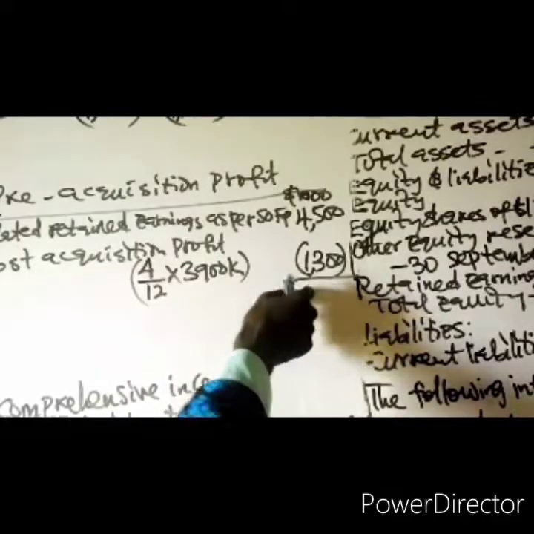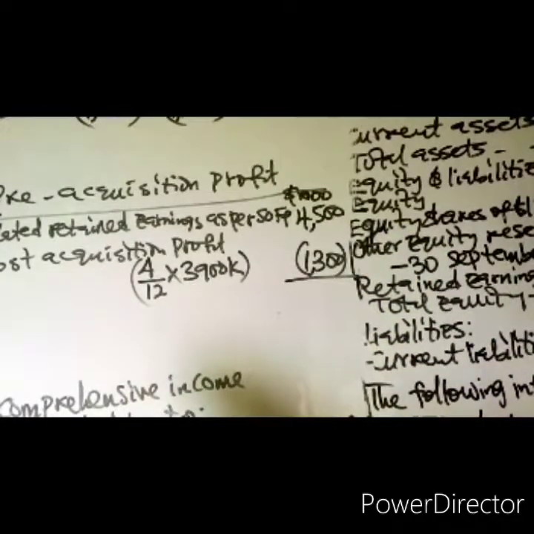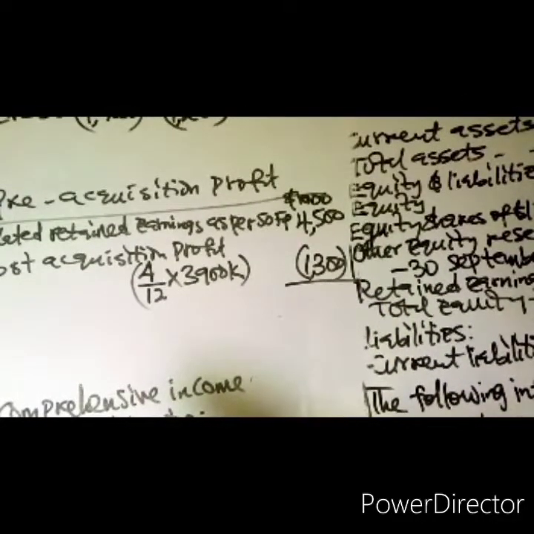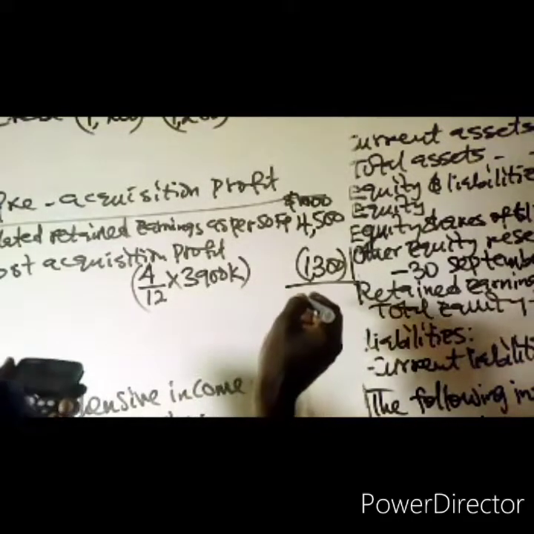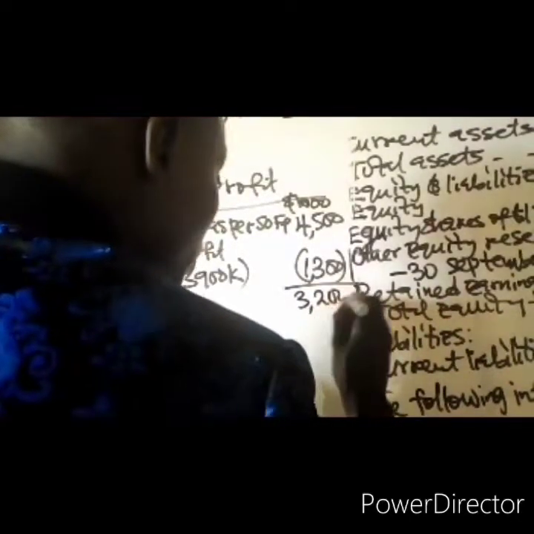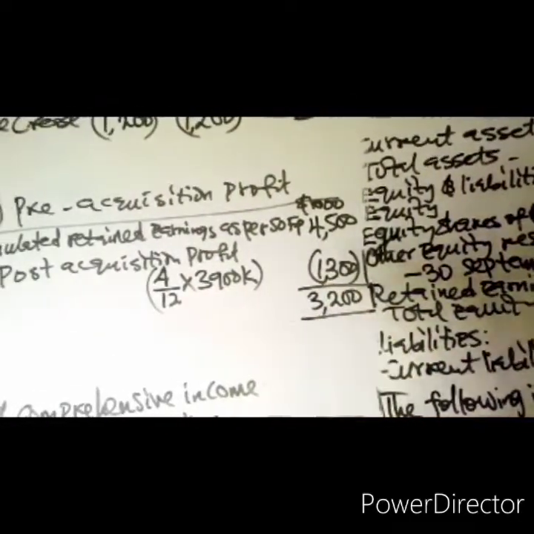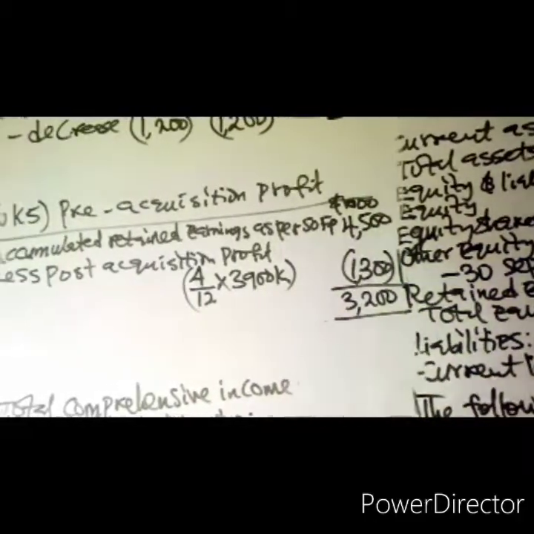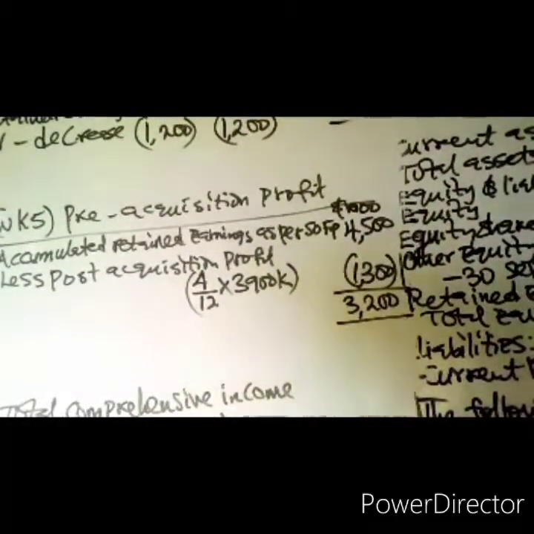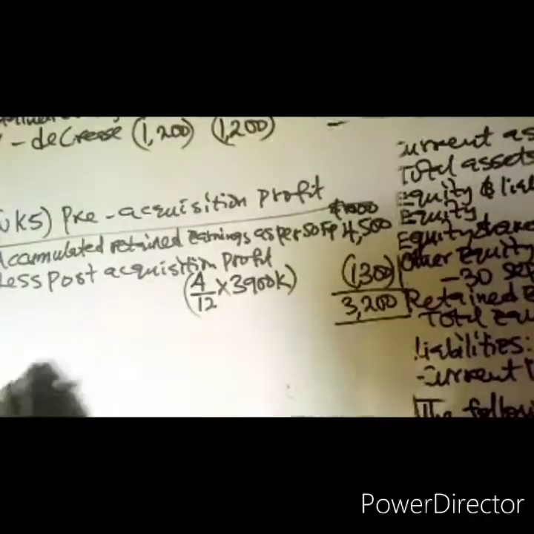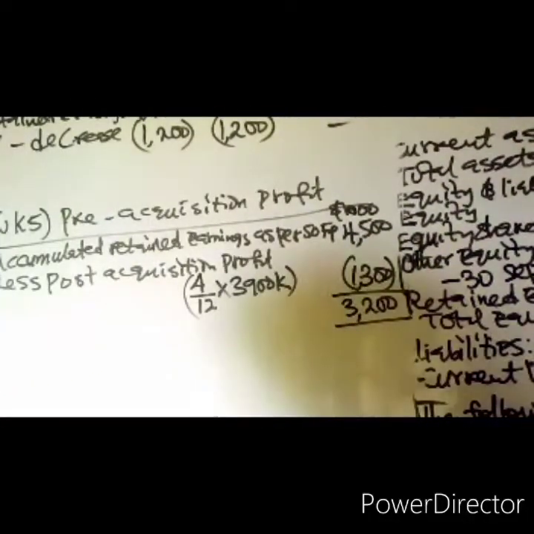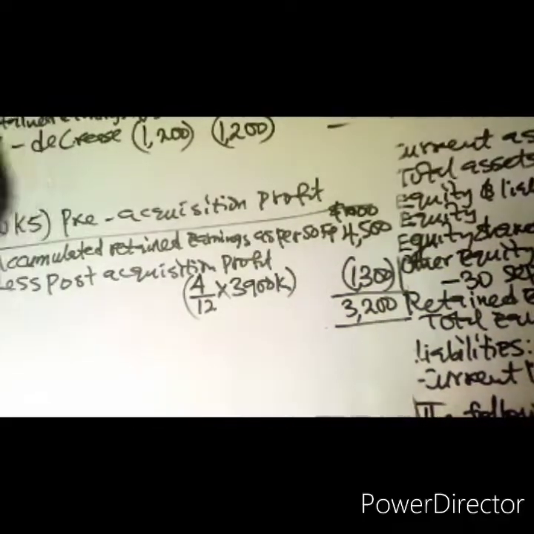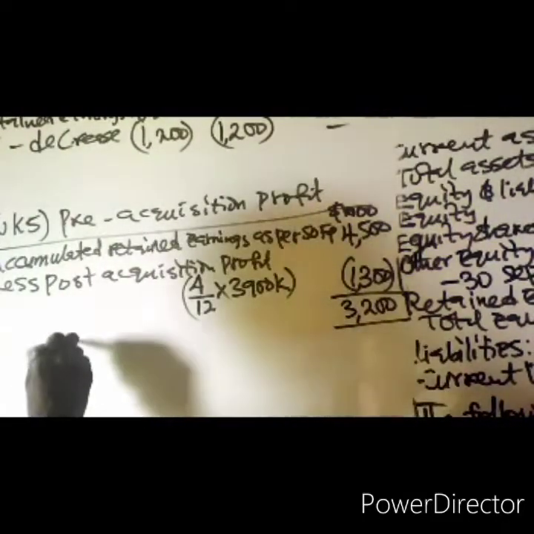If you subtract the post-acquisition profit of 1,300 from the accumulated profit of the subsidiary as per the statement of financial position, then you have 3,200. This 3,200 is the pre-acquisition profit. That is method 1. Another method I've equally explained, I said you can start with method 2.